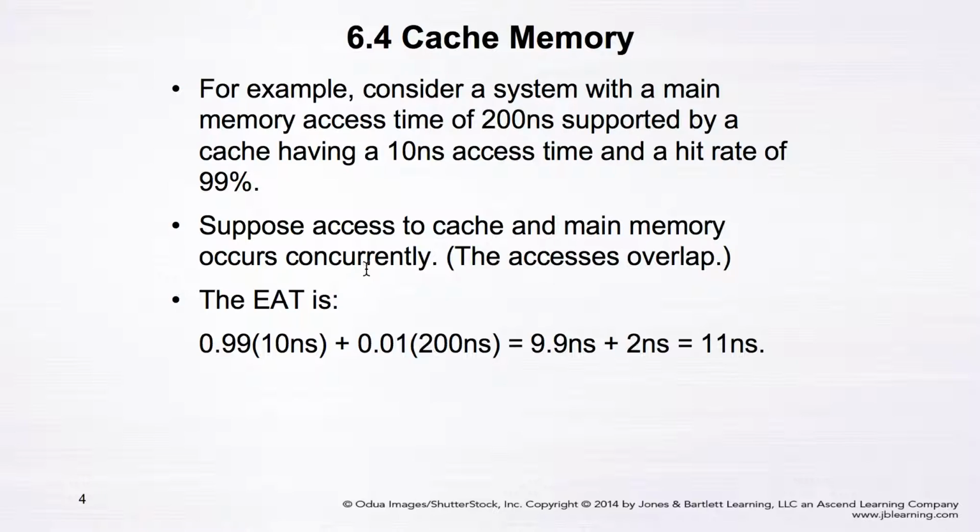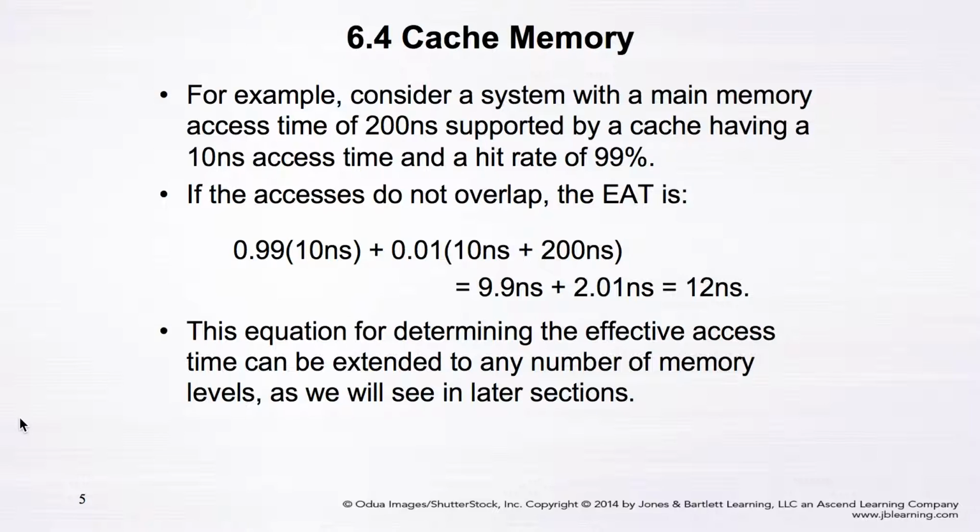If that's the case, the EAT can be computed as 0.99, the hit ratio, times the access time of the cache, 10 nanoseconds, plus (1 minus 0.99), which is 0.01, times the memory access time, 200 nanoseconds. So we end up with an EAT equal to 11 nanoseconds.